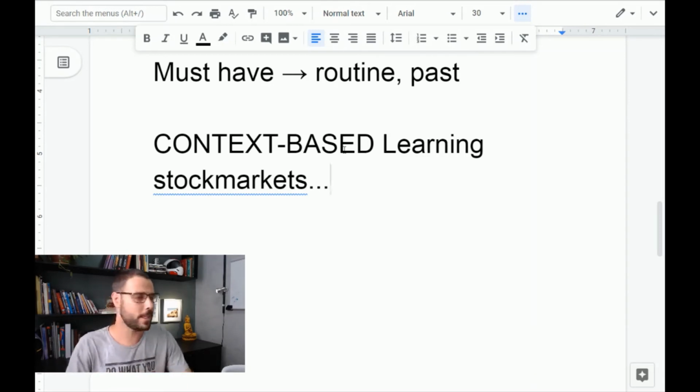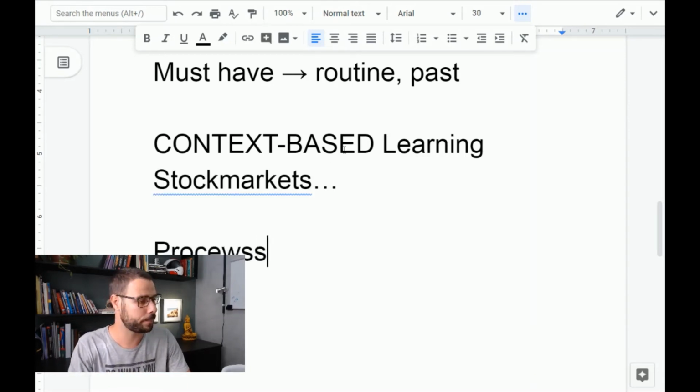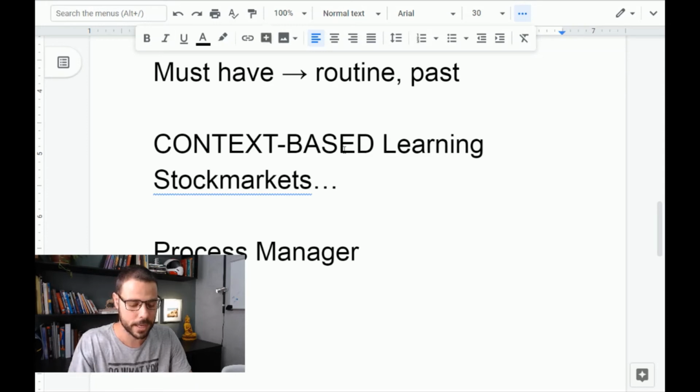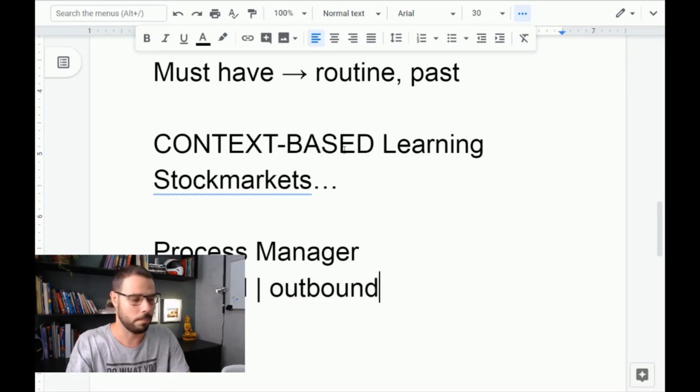Another example is when I was working for international companies as a process manager. I was talking about the processes that were there, and when we're talking about logistics processes, you have inbound and you have outbound flows, movements, whatever. So what I'm saying here is the words, the vocabulary, the context is there.